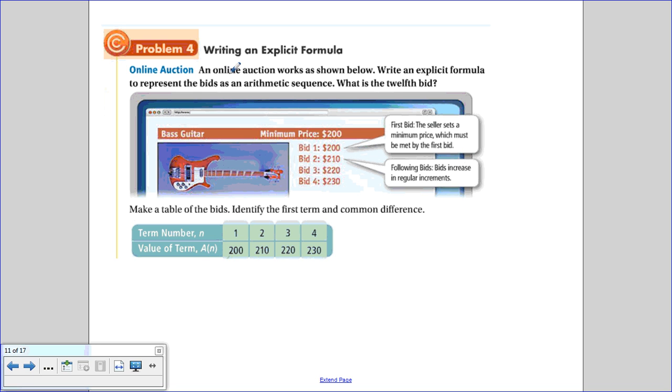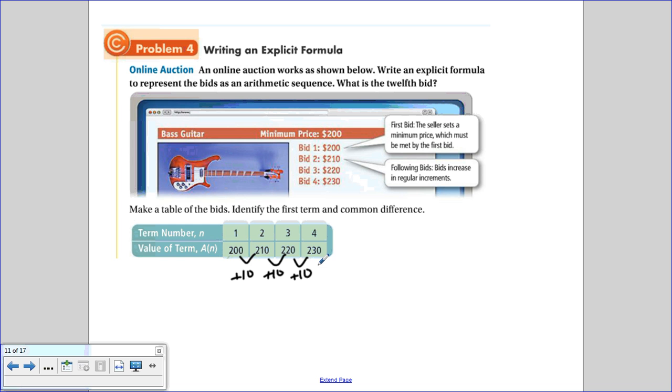An online auction works as shown below. The first bid was 200, the second bid was 210, third bid 220, and 230, and so on. So what we have to do is find our common difference. How do we get from 200 to 210? We add 10. 210 to 220, add 10. 220 to 230, add 10.